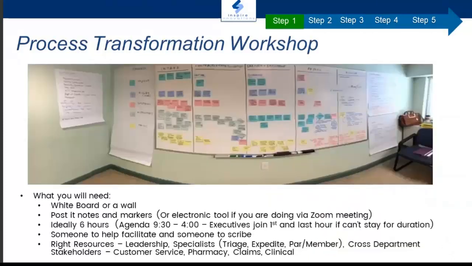So what will you need? You will need a whiteboard or a wall in order to do this on. If you're going to do it electronically, there are tools that let you do this. It's a little trickier, but it can be done remotely through Zoom meetings. Ideally, you'd allocate about 6 hours to it, and I would encourage you to invite your executives, at least your VP of Appeals and Grievances, if not, definitely somebody from your operations group. Get someone to help facilitate it.